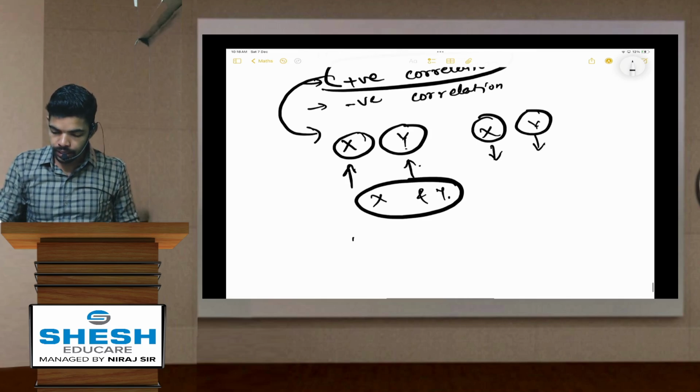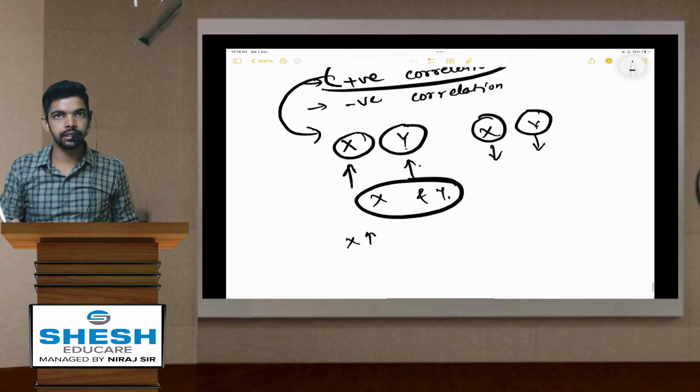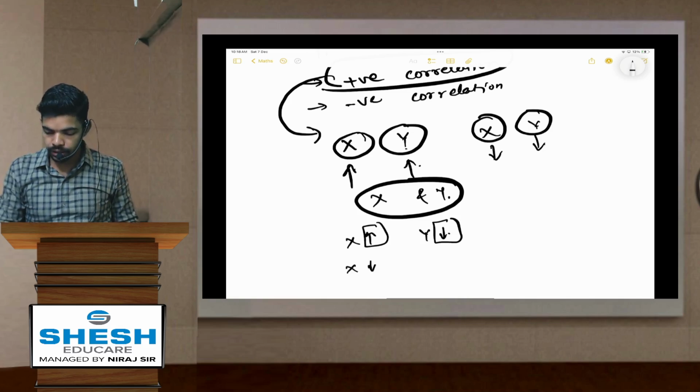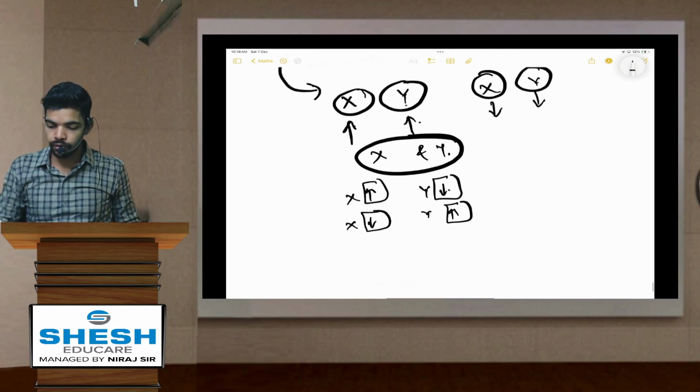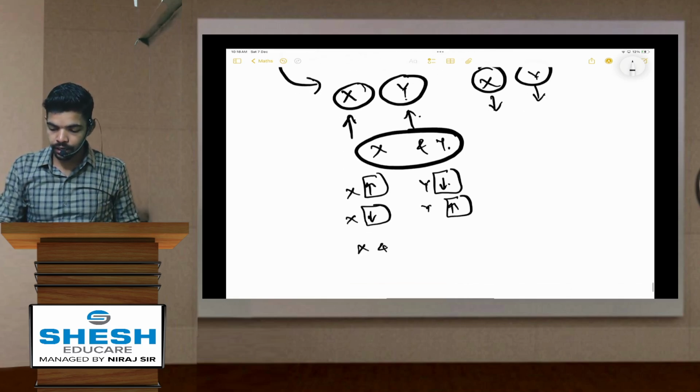If variable x is increasing and variable y is decreasing, here they are moving in opposite directions. Suppose x is decreasing and y is increasing, here also they are moving in opposite directions. So we will say x and y are negatively correlated.